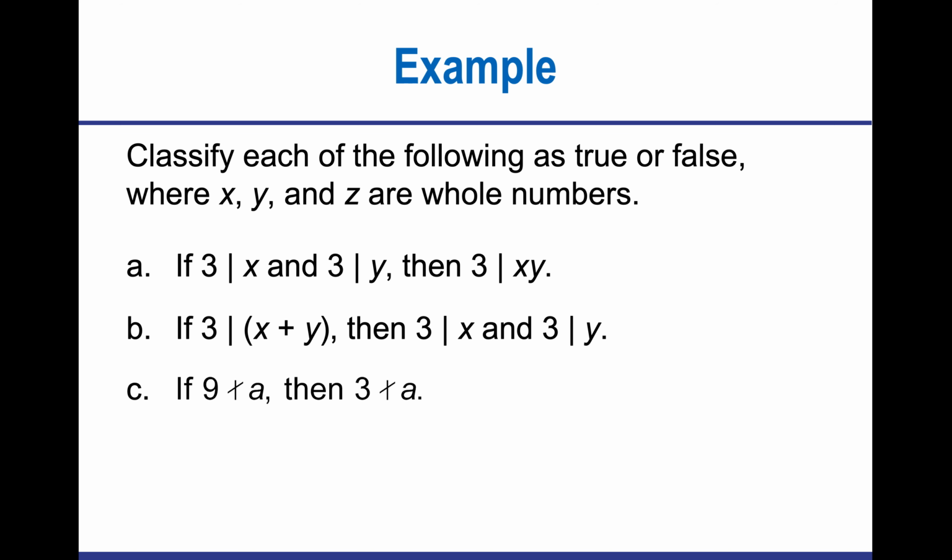So if I want to classify each of the following as true or false, and I'm looking at these situations: if 3 can go into X and 3 can go into Y, then 3 can go into the product. That's true from our divisibility properties. If 3 can go into X plus Y, then 3 should also be able to go into X and Y independently. That is going to be false. Remember, that wasn't resulting in the addition, that was the multiplication. If 9 cannot go into A, then 3 cannot go into A. That's going to be false. That doesn't follow any of our rules.